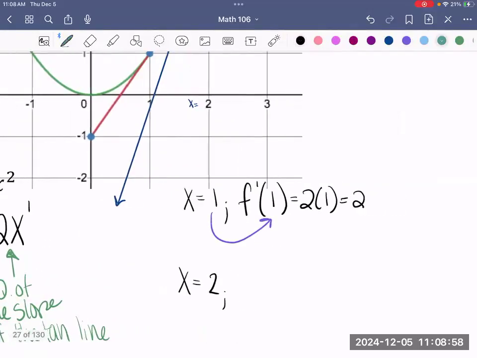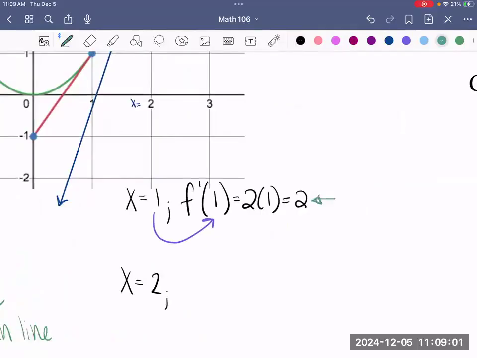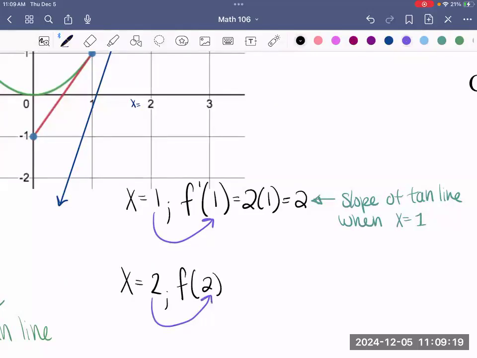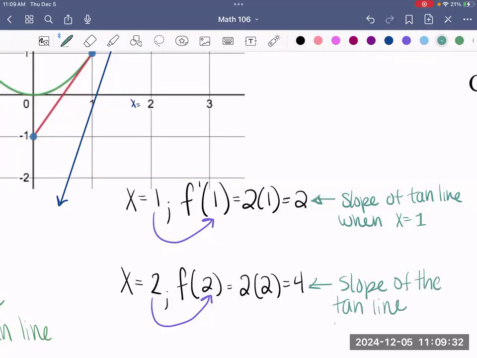This is the slope of the tangent line when x is equal to 1. And so we should see a difference when we do the same thing when we plug in a 2. We take now the 2, we plug it in. 2 times 2 is equal to 4. So this is now the slope of the tangent line when x is equal to 2.